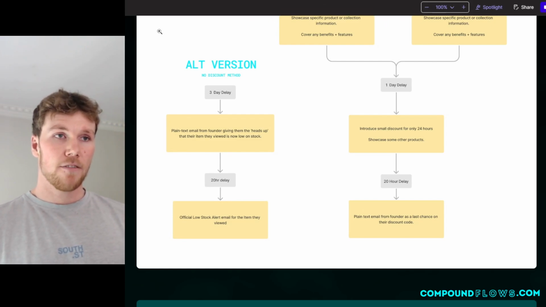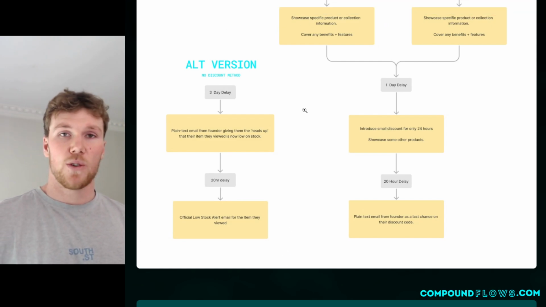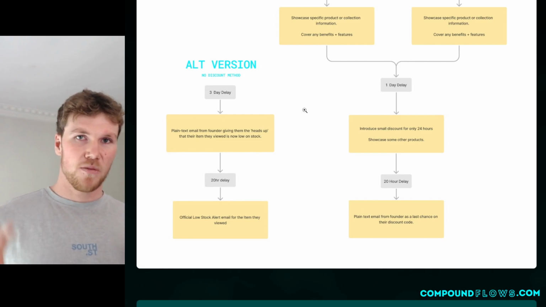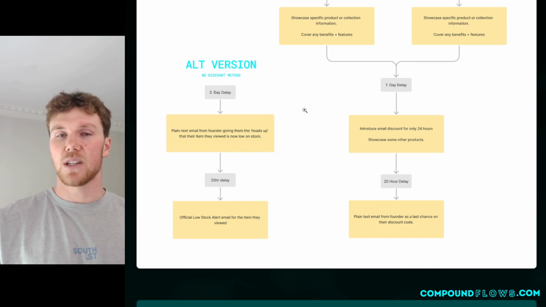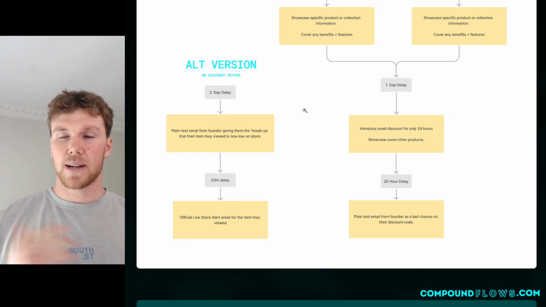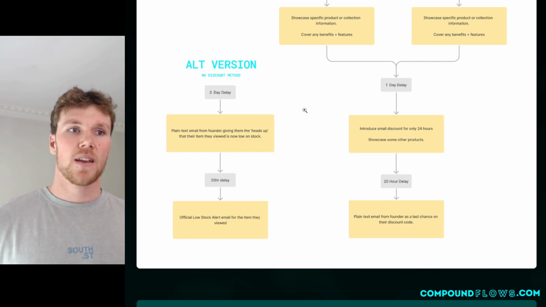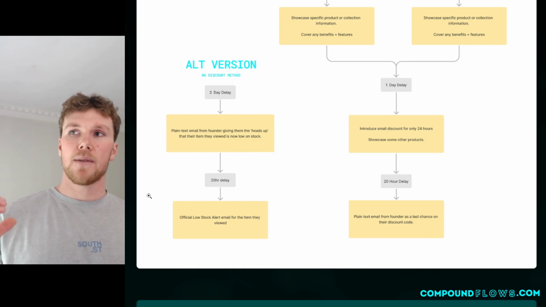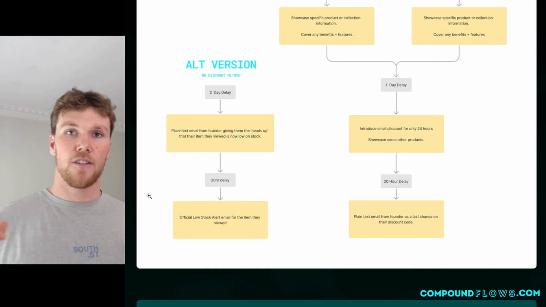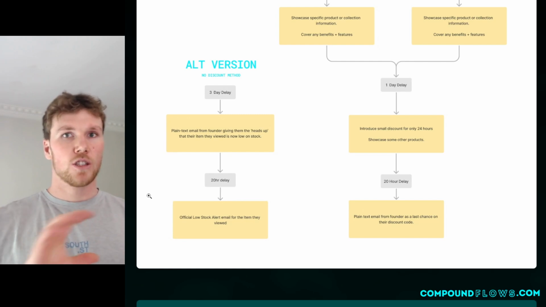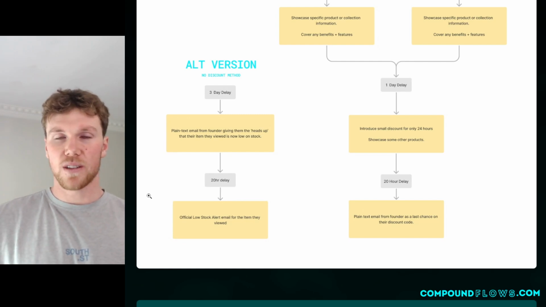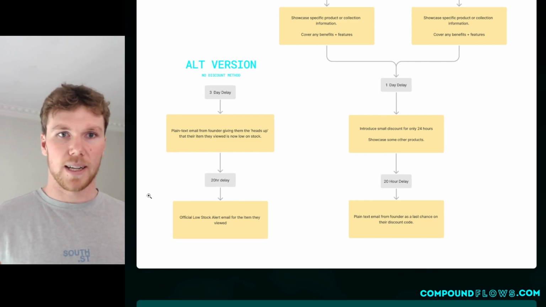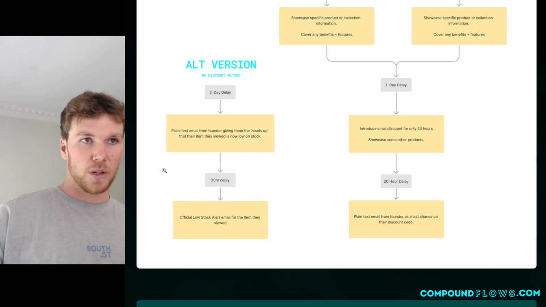What I have tried and tested and actually works pretty well is giving out a plain text email from the founder, just giving them a heads up that their item is actually low on stock and it's expected to clear out in the next week or 2. And then give a suitable time delay and send an email that's a bit more designed as an official low stock email. Show that product that they originally viewed, or just say, hey, it's running out in the next 24 hours or something like that. I have seen this work pretty well.